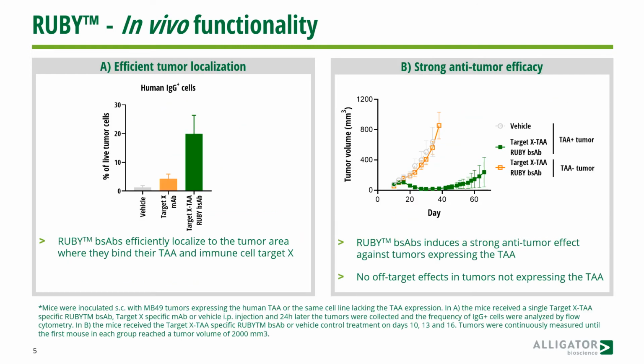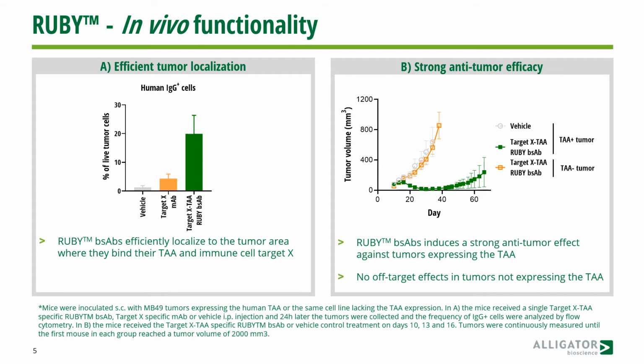We have also evaluated tumor localization and anti-tumor efficacy of RUBY bispecific antibodies, where we are able to show that these antibodies can efficiently localize to the tumor area where they bind the tumor-associated antigen expressing tumor cells, as well as another target expressed on immune cells, and are able to induce a strong anti-tumor effect. In these experiments, transient mice were inoculated subcutaneously with MB49 tumors expressing the human tumor-associated antigen or the same cell line lacking the tumor-associated antigen expression.